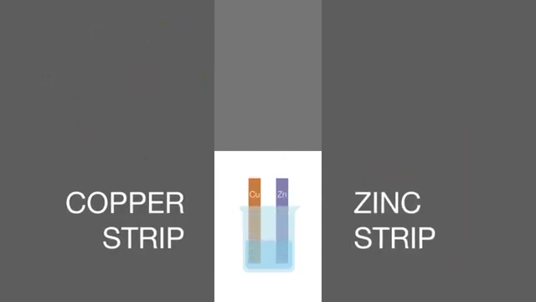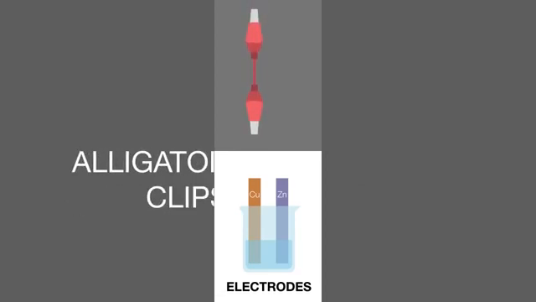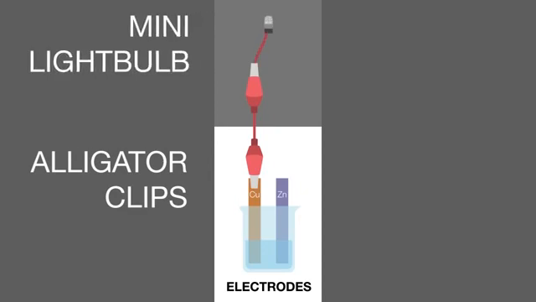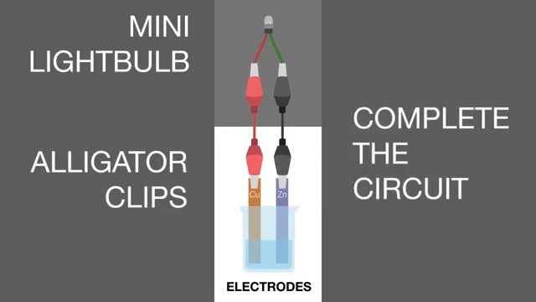Place a strip of copper and a strip of zinc into the solution. These will act as electrodes. Using 2 alligator clips, connect one strip to one end of the mini light bulb and another strip to the other end to complete the circuit. You will see that the light bulb lights up. Hence, this solution conducts electricity.